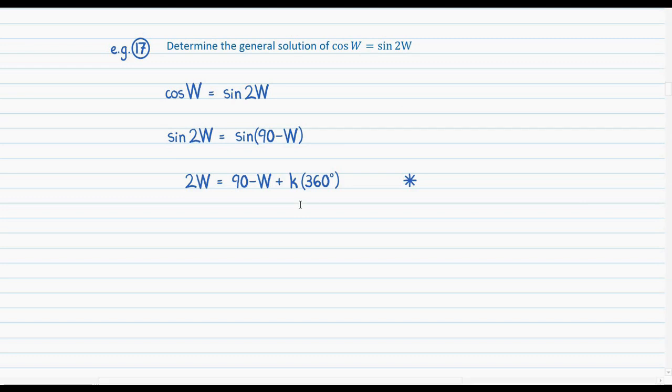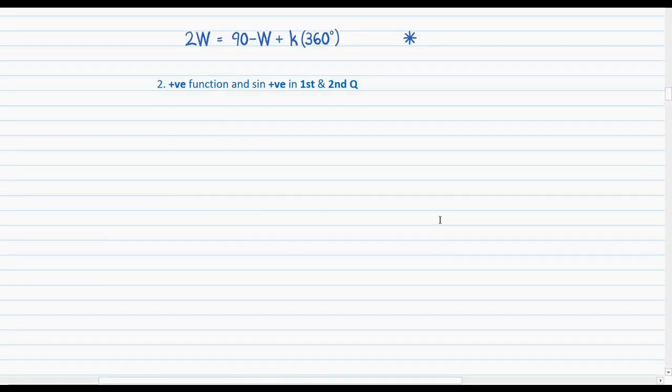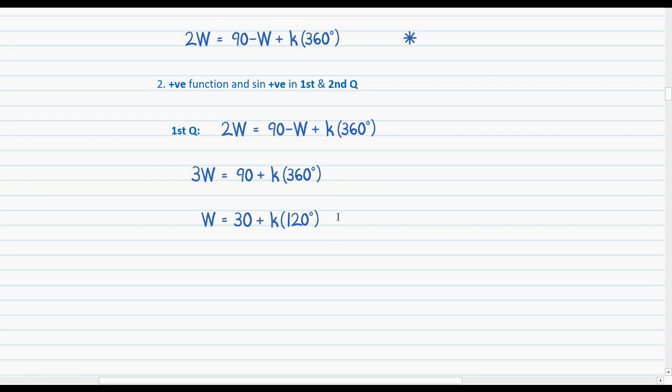So we know the solution will be in the first and second quadrant. In your first quadrant, you would have your 90 minus w, or theta as it were, plus k times 360. Then you go about solving for w by rearranging it. So you take this w to that side, giving you 3w equals 90 plus k times 360. Then you just divide both sides by 3. So you divide this 90 as well as the period and its multiple, giving w as 30 plus k times 120 degrees. And that's your first solution corresponding to the first quadrant.